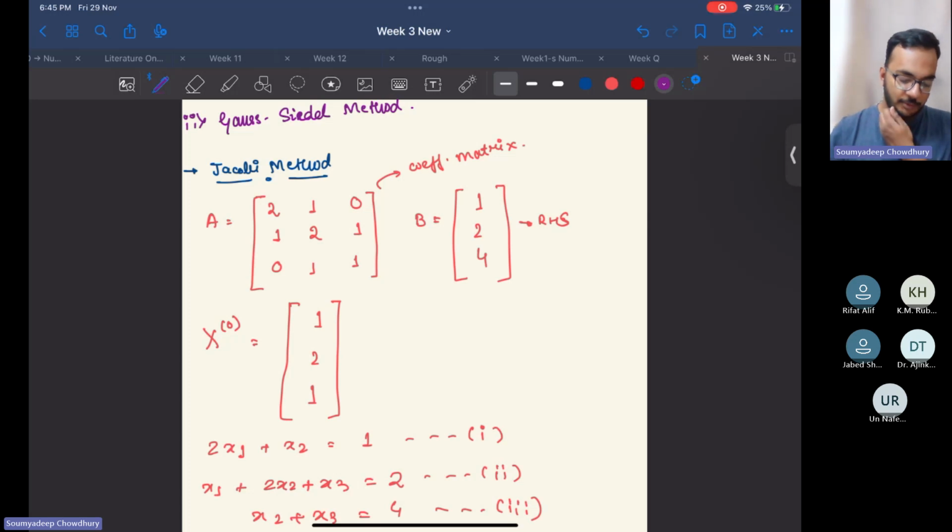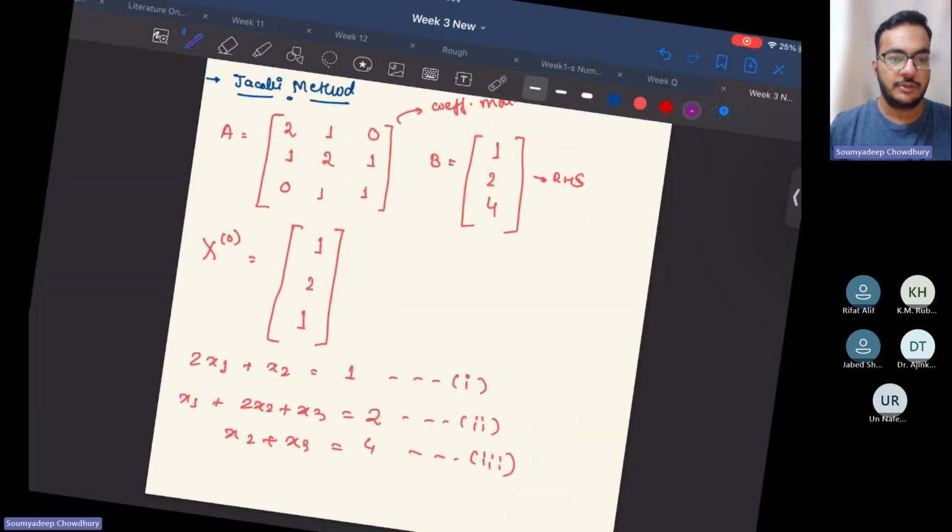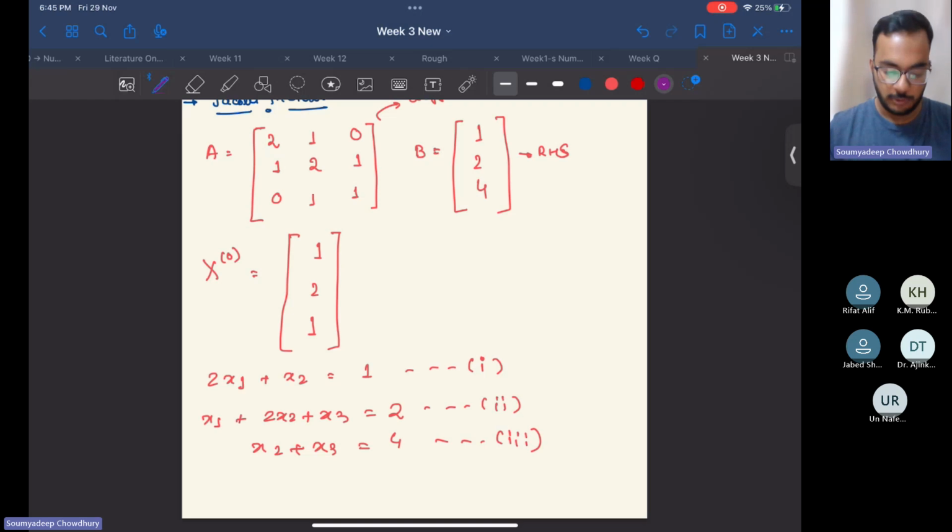So as you can see here, from A and B, we can form the equations, that is AX equals B. That kind of equation we can form from the matrices. The first equation here is 2x1 plus x2 equals 1, and x1 plus 2x2 plus x3 equals 2, and x2 plus x3 is equal to 4. These are the three equations that we have with us, which we need to solve using the Jacobi method.